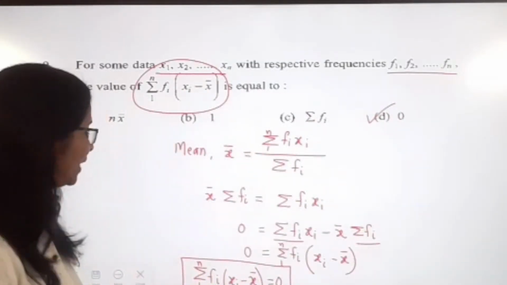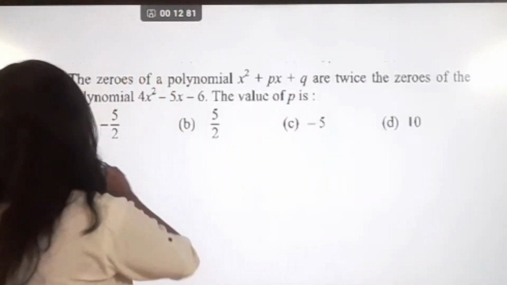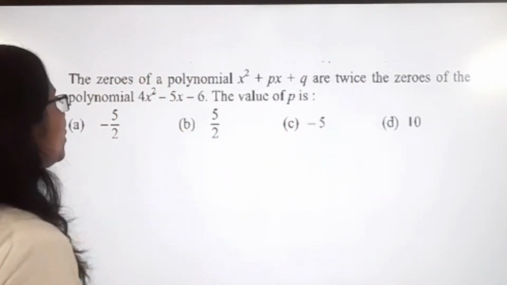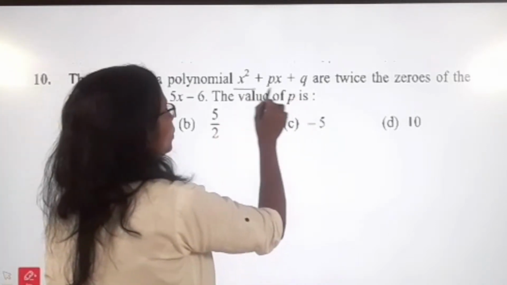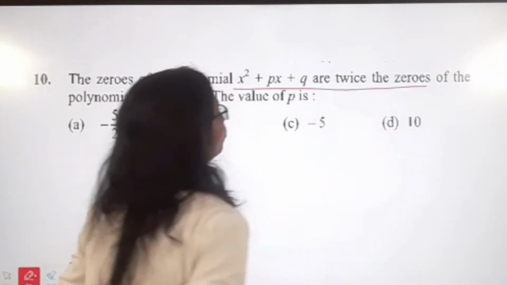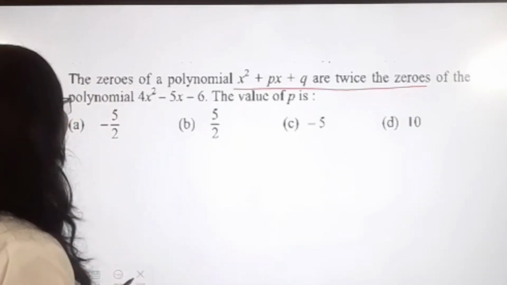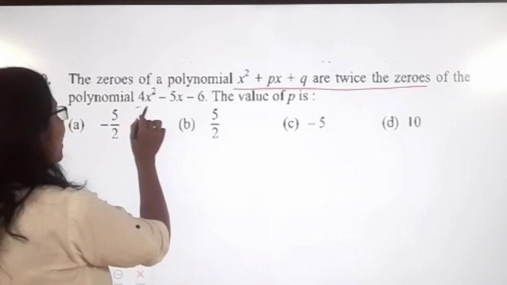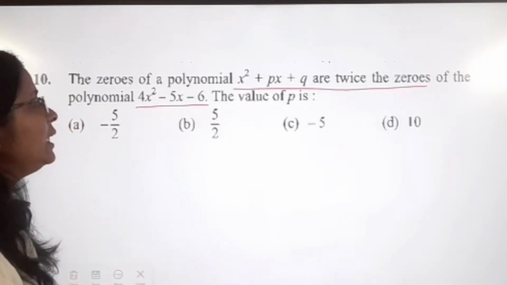Okay students, then next example. The zeros of a polynomial x square plus px plus q are twice the zeros of the polynomial 4x square minus 5x minus 6. The value of p is?